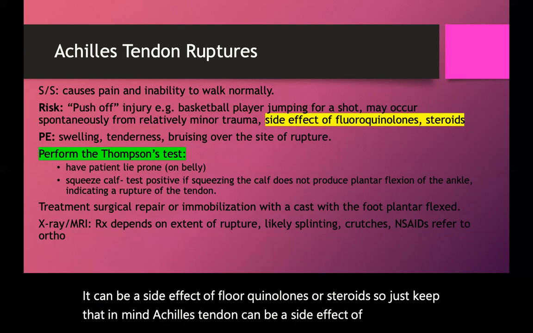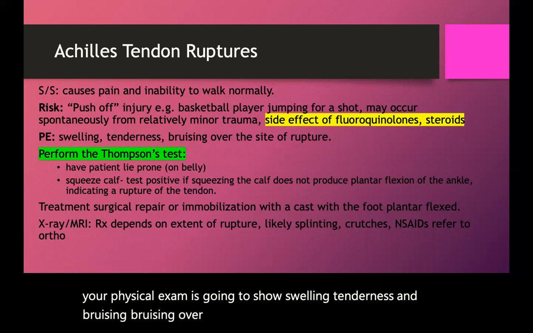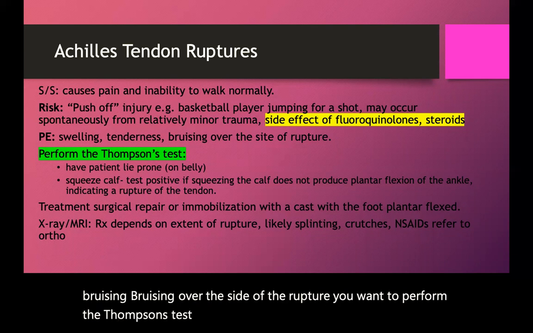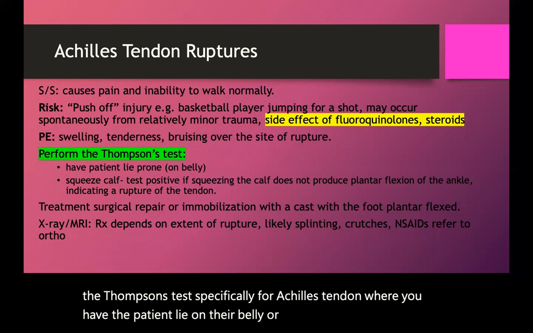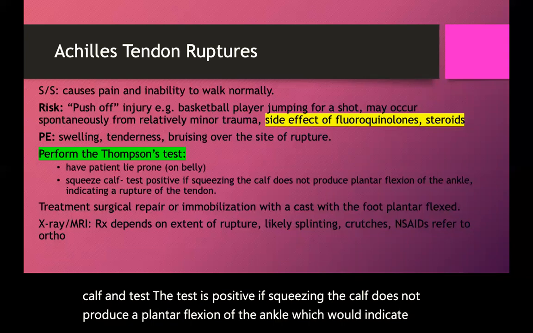Usually your physical exam is going to show swelling, tenderness, and bruising over the site of the rupture. You want to perform the Thompson's test specifically for Achilles tendon, where you have the patient lie on their belly, or prone, and you squeeze the calf. The test is positive if squeezing the calf does not produce plantar flexion of the ankle, which would indicate a rupture of the tendon.